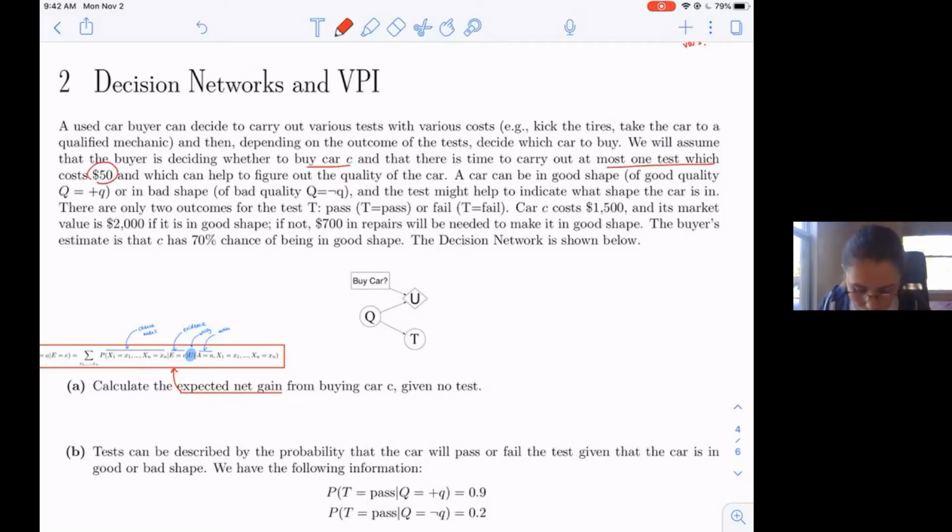A car can be in good shape. So we're going to represent that by the random variable Q taking on the value plus Q, or in bad quality, which will be represented as not Q. And the test might help to indicate what shape the car is in. There are only two possible outcomes for the test. Either it's pass or it's fail. And the car costs $1,500 and its market value is $2,000 if it's in good shape. If not, it's going to cost $700 in repairs to make it be in good shape. The buyer's estimate is that C has a 70% chance of being in good shape, and the decision network is shown below.